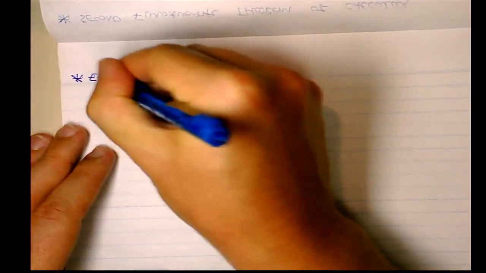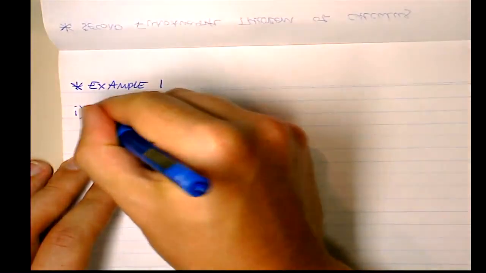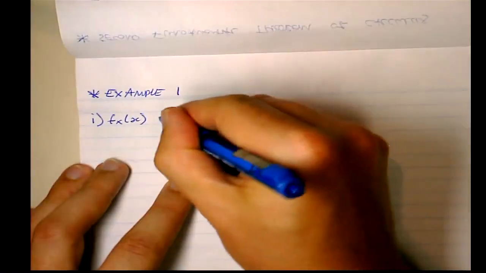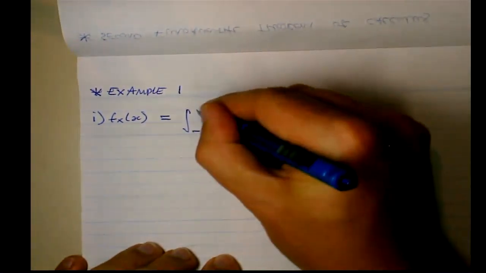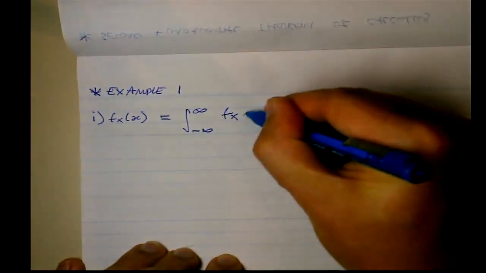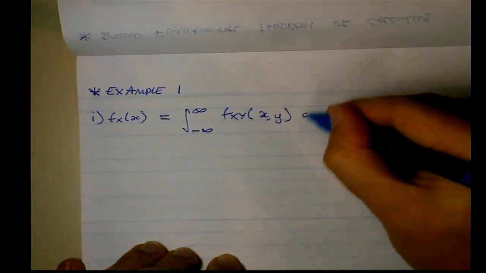Let's derive the marginal of X. So we have f_X(x). To get the marginal, we need to integrate out y. The general formula is this. We integrate between minus infinity and plus infinity the joint distribution with respect to y.